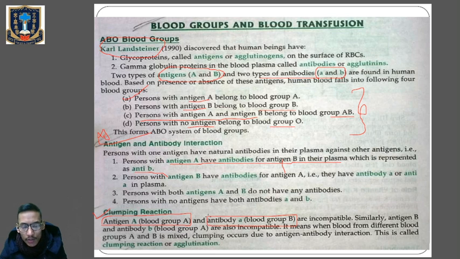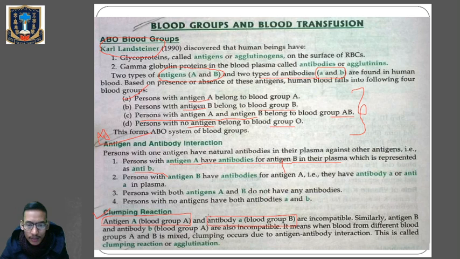That's why during blood transfusion, suppose the recipient has blood group A, the recipient has to receive blood group A only from the donor. It will be compatible. But by mistake, if we give blood group B to the recipient having blood group A, then antibody A will work against the antigen A and there will be clumping reactions.